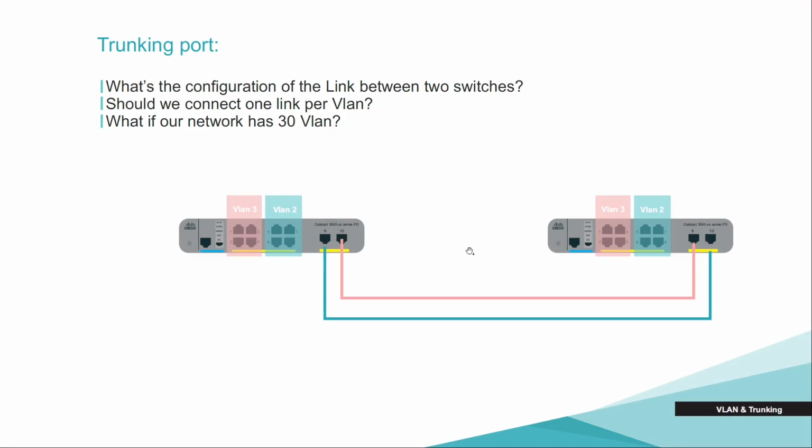So what about the ports between the switches? Let's imagine that we have two switches in our LAN. We configure our switches with VLAN 3 and VLAN 2. What is the configuration that we need to put on the ports that will be between those two switches? Should we connect one link per VLAN? Should we connect one link for VLAN 3 and another link for VLAN 2? What if we are using 30 VLANs in our network? This is not going to work for sure, and we need another solution to solve this problem.